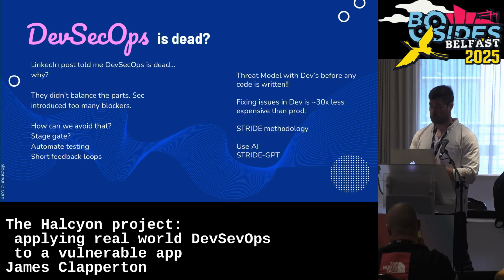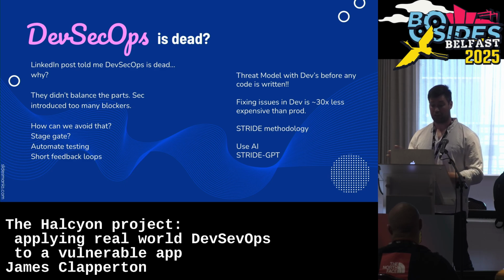So I read a LinkedIn post a couple of weeks back saying DevSecOps is dead. Hopefully not, because otherwise I'm out of a job. But when I read into what they were saying, it was that security was becoming a blocker. Security was putting things in place that were hindering the development team and causing frustration for the operations team. So really DevSecOps wasn't dead. It was just that they weren't introducing it in a strategic manner, in a good manner, in a way that was going to benefit the company as a whole.